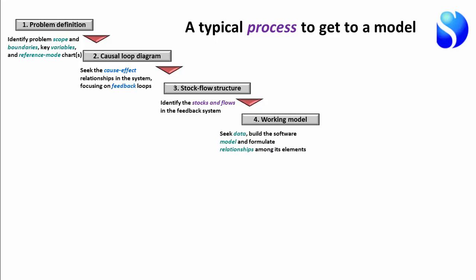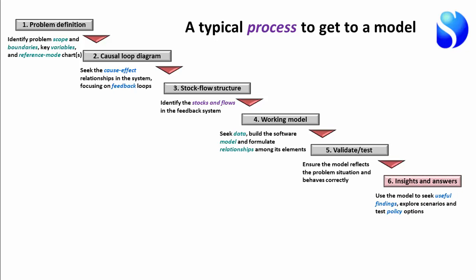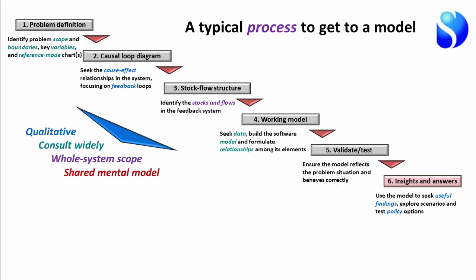Then we have to go and seek data, put it into the software, formulate the relationships between all those, validate and test it, do all the checking and stuff that you have to do, and finally, at the bottom of that process, you have a model from which you can extract some insights and answers. And that is largely done, most of the top of that process is done qualitatively. You consult widely with lots of people, you try to cover the whole scope of everything that people feel is important, and you end up with a kind of shared mental model in our famous diagrams.